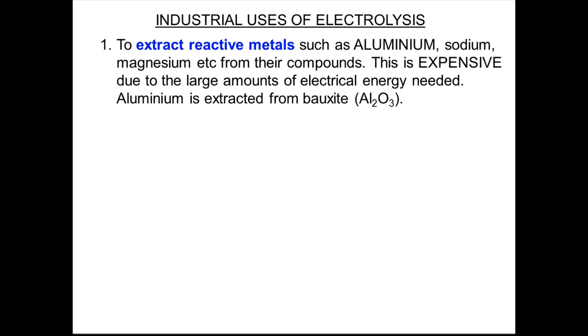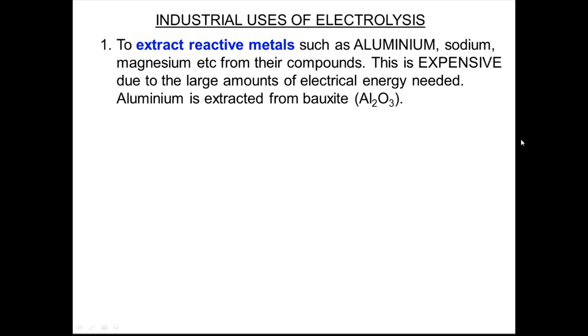It is an expensive thing to produce because it requires electrolysis to extract it from its ore, and electrolysis is not cheap because it takes a heck of a lot of electricity to power. So aluminium is extracted from bauxite, which is Al2O3. That's the ore of aluminium.